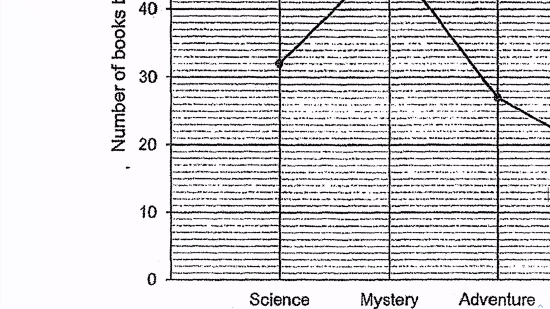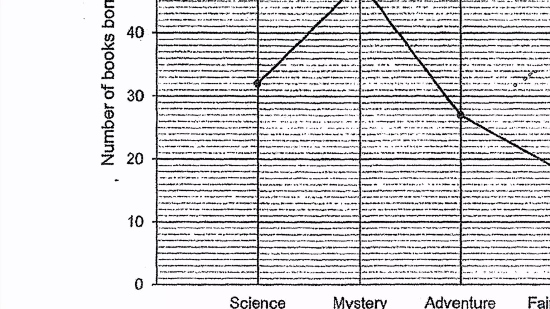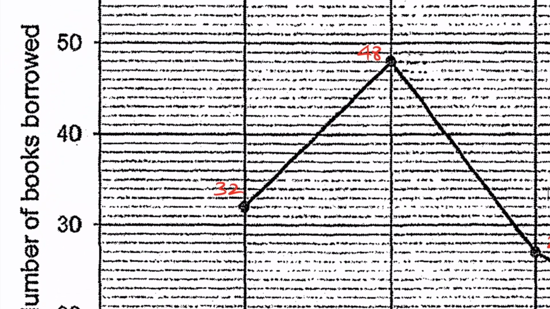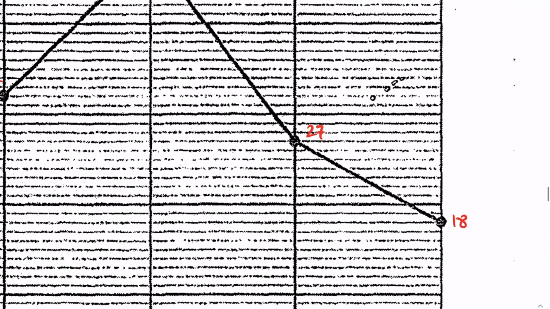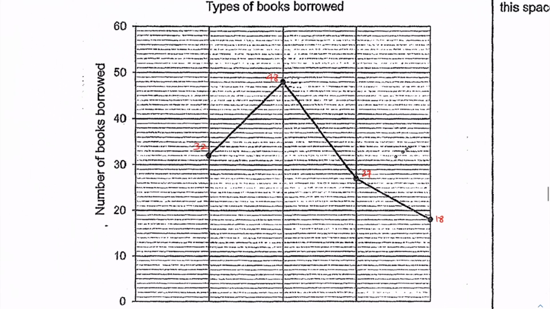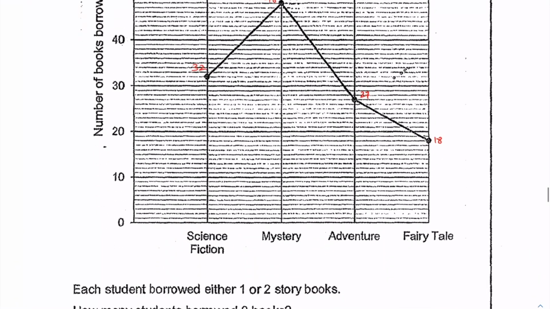For such questions, as usual, I try to find out what's the value for each step here. So that's 2, 4, 6, 8, 10. So that's 1 for each step, which means this is 32. This is 2 fewer than 50, that's 48. This is 3 fewer than 30, so that's 27. This is 2 fewer than 20, so it's 18. Write the numbers down.